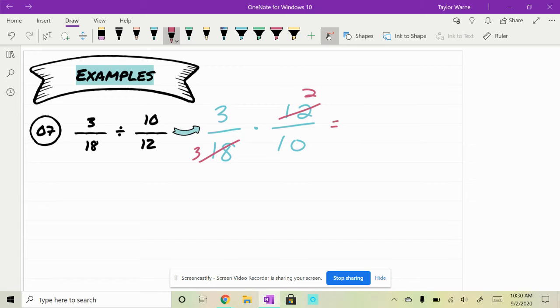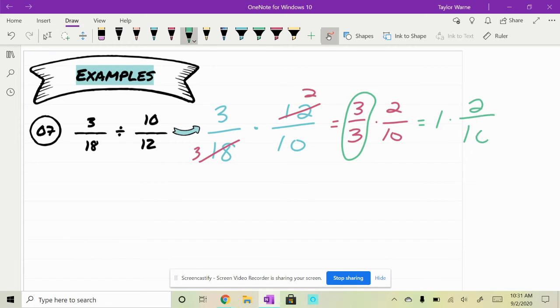So we now have 3 divided by 3 times 2 divided by 10. Now you could choose to multiply straight across here, or you could recognize that 3 times by 3 is actually 1. So this becomes 1 times by 2/10, which is just 2/10. And then you can see if you can simplify, which in this case you can. 2 goes into itself 1 time and into 10 5 times. So our final answer is 1/5.